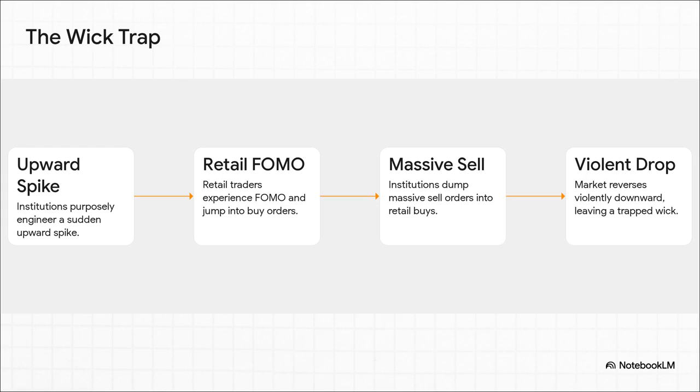And then, step 3, the trap springs. The institutions now have the eager buyers they desperately needed. They instantly dump their massive institutional sell orders directly into those retail buys. Step 4, that immense selling pressure causes the market to reverse violently downward. The retail traders are completely trapped, their stop losses are triggered, and all that remains on the 1-hour chart is a long upper wick, essentially a tombstone for trapped retail money.